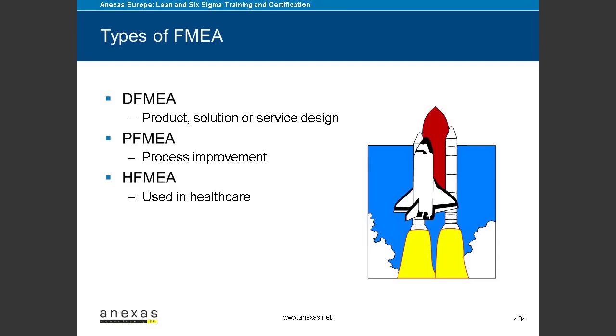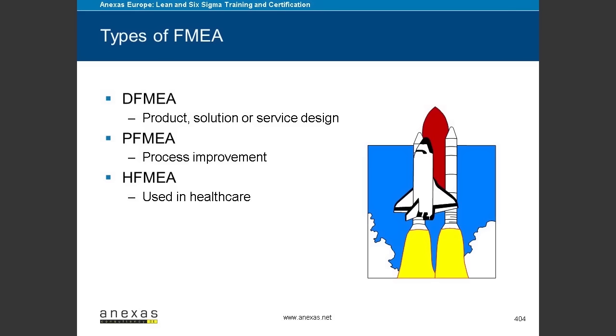If you are trying to design a new product or a service, then you use DFMEA, that is design FMEA. If you are trying to improve a process, then we use PFMEA, process FMEA. And if you are using it in healthcare, then it is known as HFMEA, healthcare FMEA.